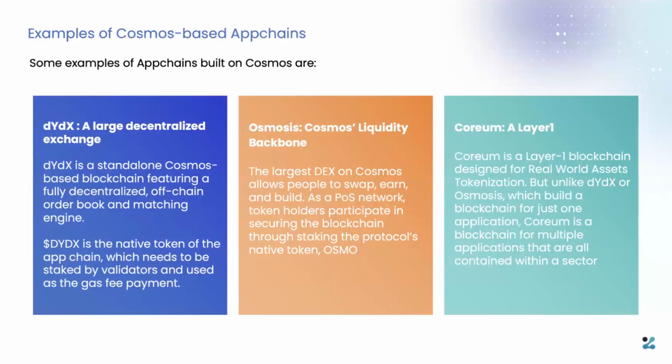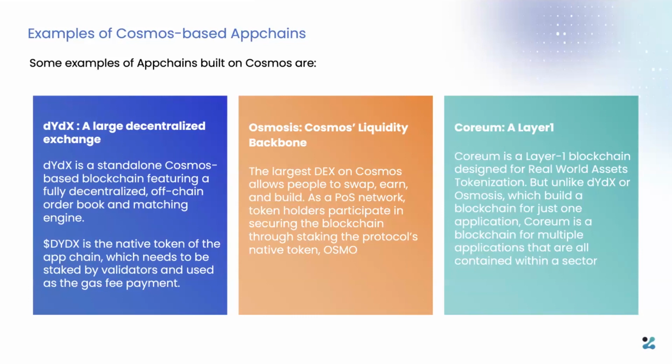Some of the examples, as I mentioned, DYDX is one of the latest projects. It's a very large decentralized exchange, one of the largest there has been. Now they have recently decided to move to their own chain using Cosmos SDK, and it has an off-chain order book and matching engine. DYDX is the native token of the app chain, and they bring in their own validators, and you can pay the gas fee in their native token DYDX.